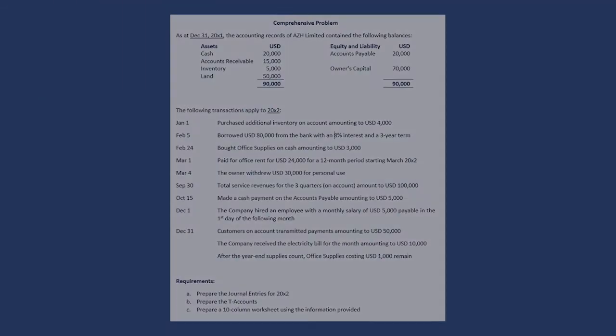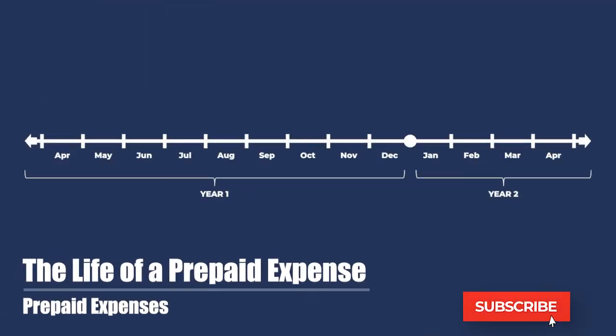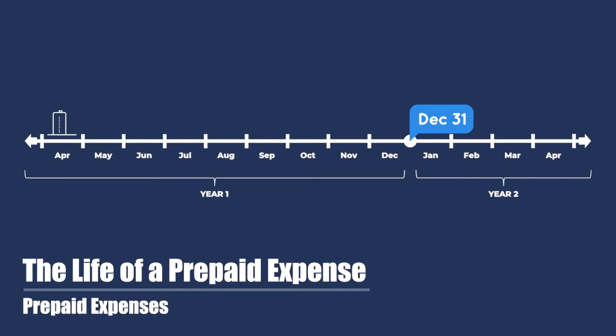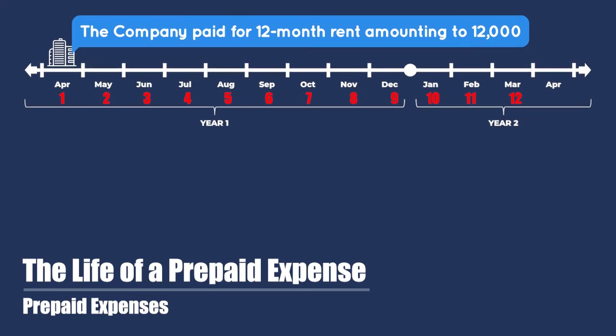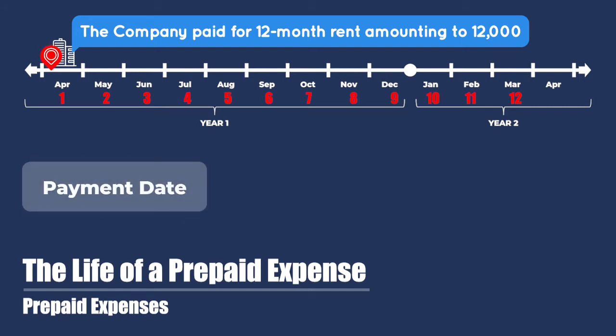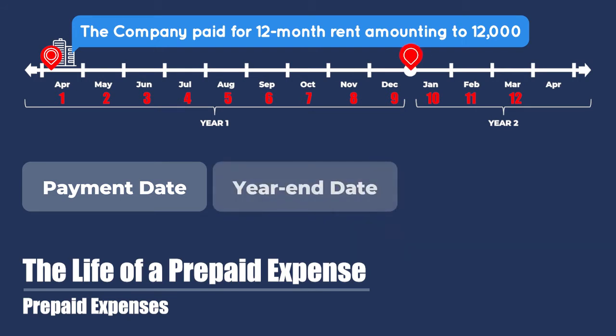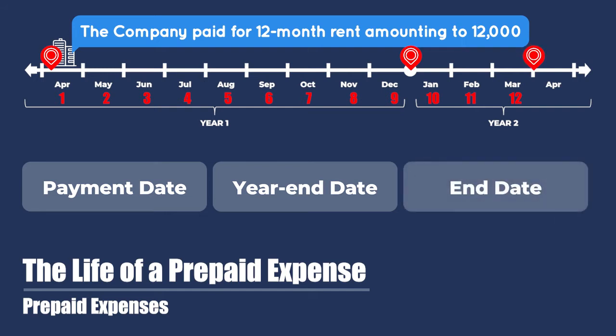Now let's look at the timeline of the life of a prepaid expense. Let's assume that this company has a regular financial year end of December 31. During the year, the company will pay for something in advance. For example, let's say that the company paid for a whole year of rent amounting to $12,000, applicable for the 12-month period from April to March of the next year. There are three significant dates in this transaction that you need to watch out for. Number one is the payment date. This is where you initially recorded the prepayment. Number two is the year-end date. This is where you need to do adjusting entries because you need to prepare the financial statements. Number three is the end date of the contract. This marks the end date of the transaction.